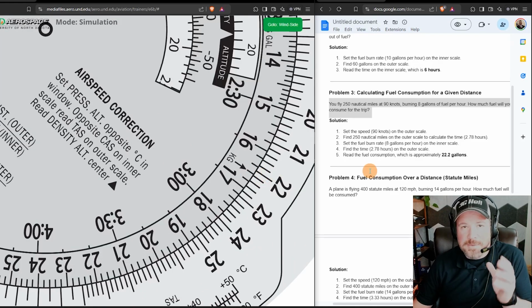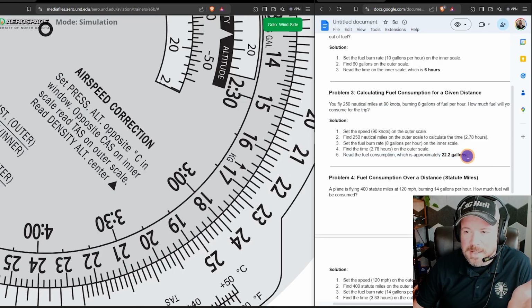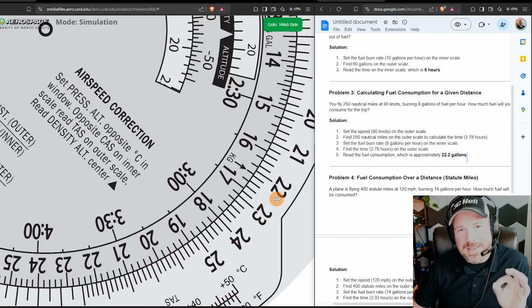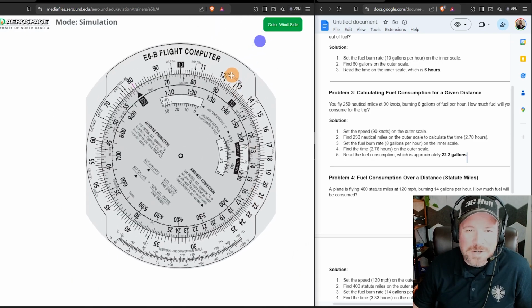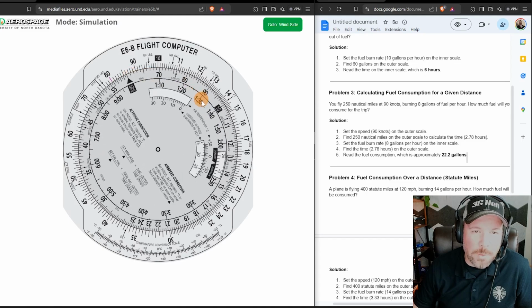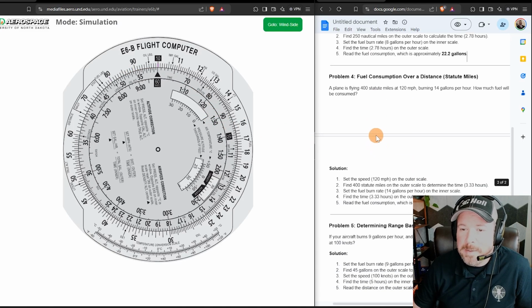On the written test, just to clarify, they're going to give you multiple choice options. So they'll say 22.2 gallons or 28.4 gallons or 9.72 gallons. So it'll be easier and more obvious to understand which one you're looking at, or which one's going to be close to the one that you've set. Now let's move on to problem number 4.